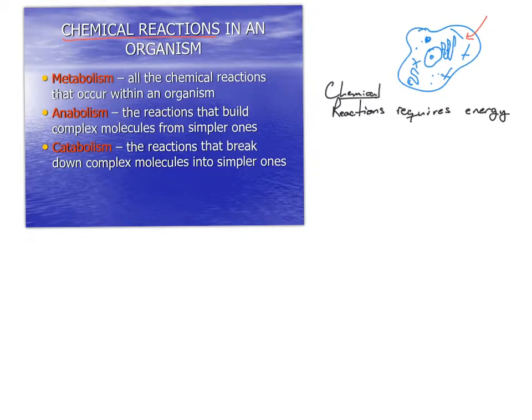Okay, and the process of how many chemical reactions are positive or negative, building or taking apart, we call that metabolism. So chemical reactions require energy. And all the chemical reactions together in a system, any system, let's say your human body or a cell or an elephant or a kangaroo, what have you, all the chemical reactions that occur within that organism, we call it metabolism. So that's the sum of all the reactions.